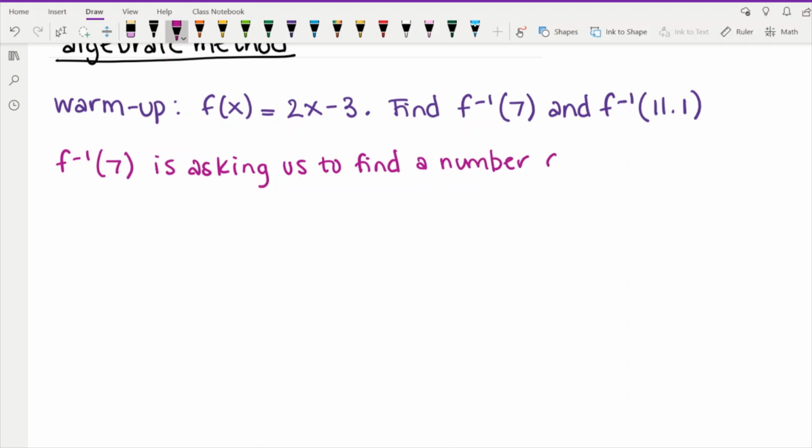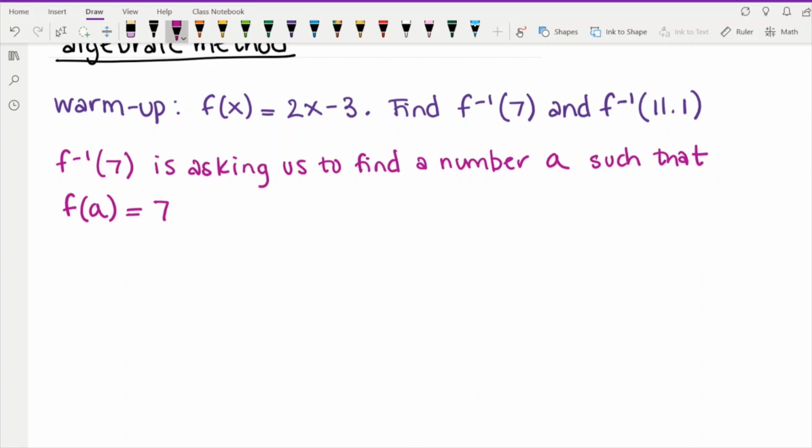So I'm just going to use a to represent some mystery number. And specifically, we want to find a number a such that if we plug that number into our original function, we get 7, right? That's how inverse functions work. It's basically asking us to work backwards. It's saying, I know the output is 7, find me the input.